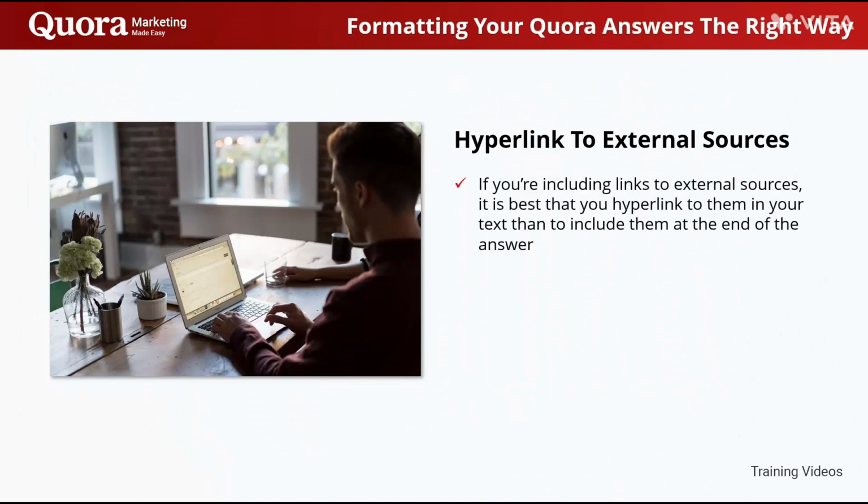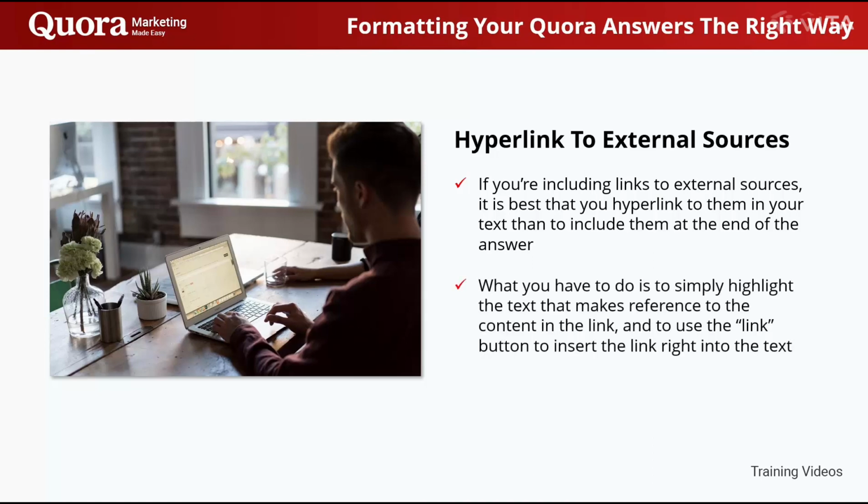Hyperlink to external sources. If you're including links to external sources, it is best that you hyperlink to them in your text rather than include them at the end of the answer. What you have to do is simply highlight the text that makes reference to the content in the link and use the link button to insert the link right into the text. And that is it. Follow these simple formatting rules and you'll become a top contributor in no time.